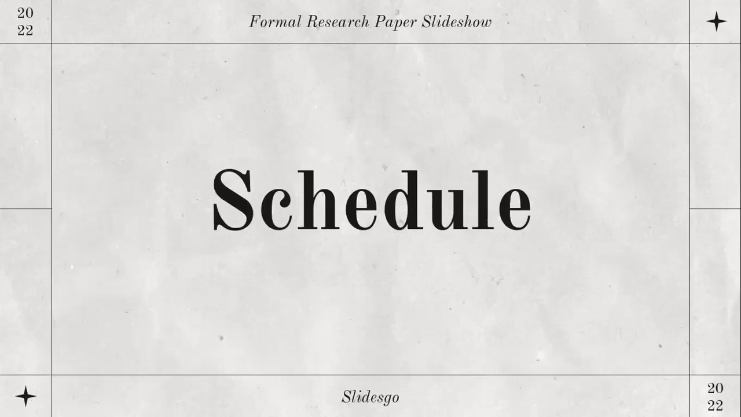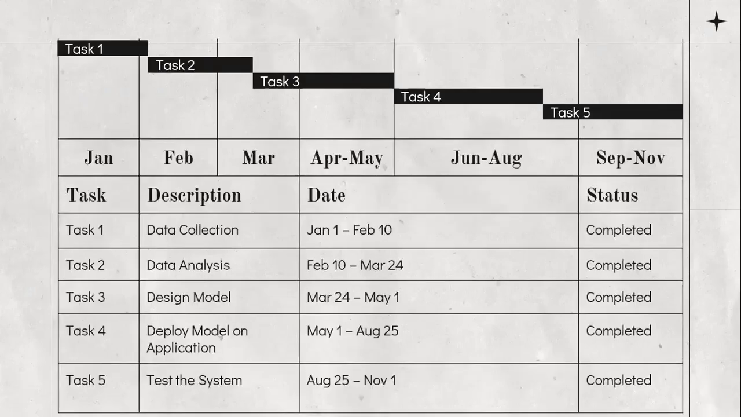And we shall also look at our schedule. Now, this is our schedule. We shall mainly do our research in 5 tasks. The first task will be carried out from around January 1st to February 10, and this will be the data collection phase. Task 2 will run from February 10 to March 24, and this will be an analysis phase. We shall analyze our data.